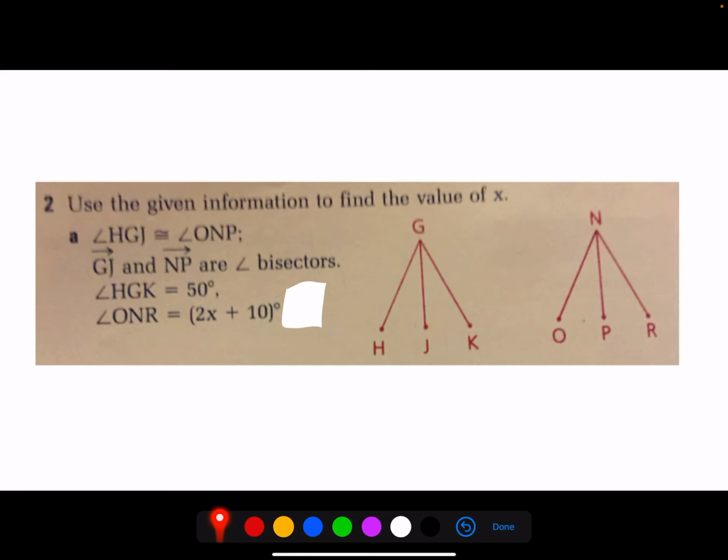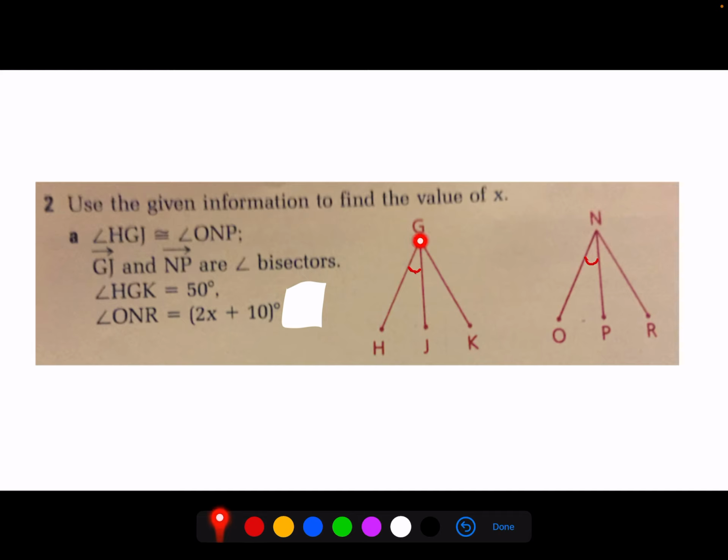So, use the given information to find the value of x. We're trying to solve for x. Go ahead and pause the video if you'd like and try this one out on your own, unless you get stuck, and then, of course, unpause it and see where you messed up. So, they start off by giving us angle HGJ is congruent to angle ONP. So those two red angles are congruent to each other.